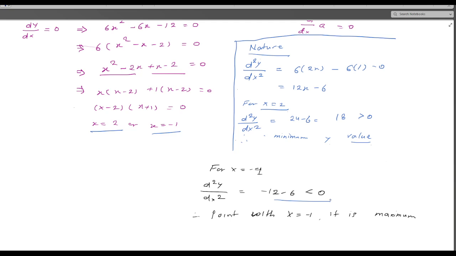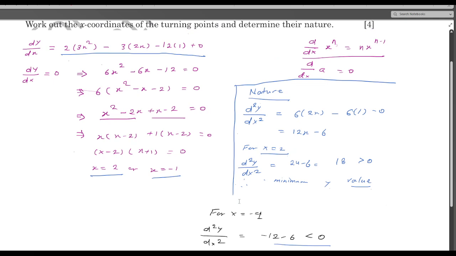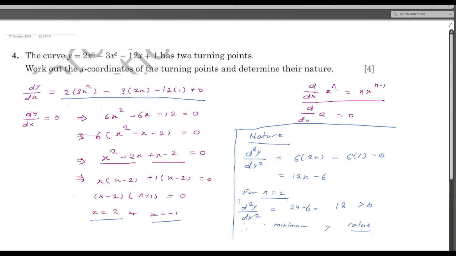Similarly, for x equal to minus 1, I get a negative answer. A negative answer indicates that the point is a maximum. So here the curve is taking a turn at the highest point when x is minus 1, and when x is equal to 2, the curve is taking a turn at the lower point. The condition for a maximum point is that your second derivative should be less than 0, and the condition for a minimum point is that your second derivative must be greater than 0.